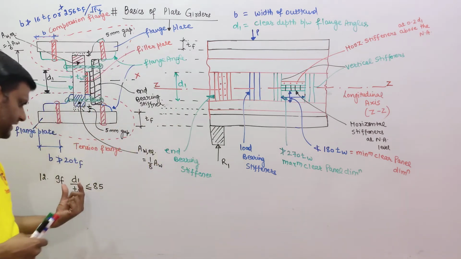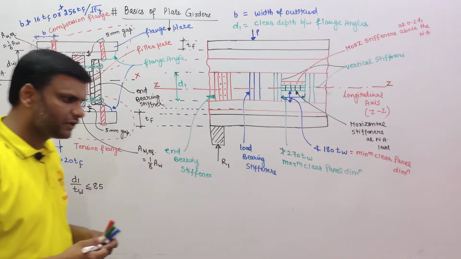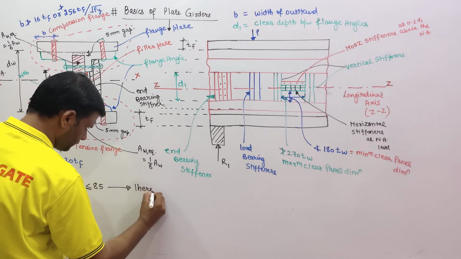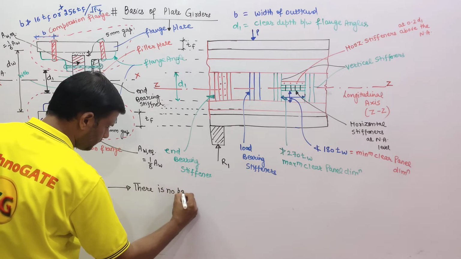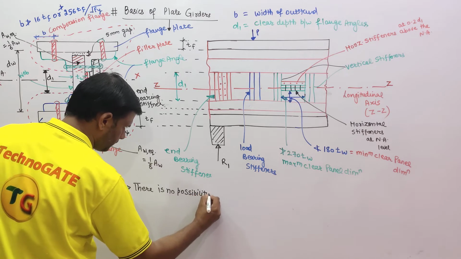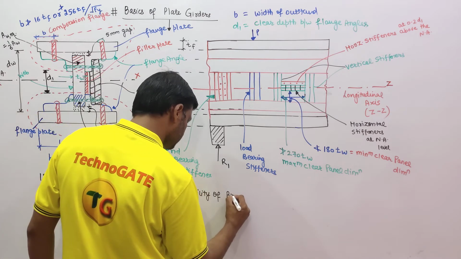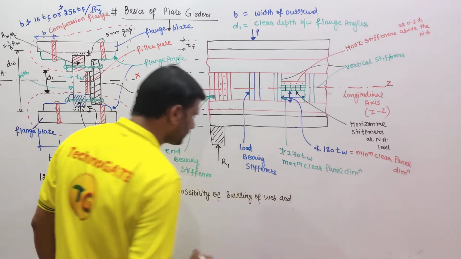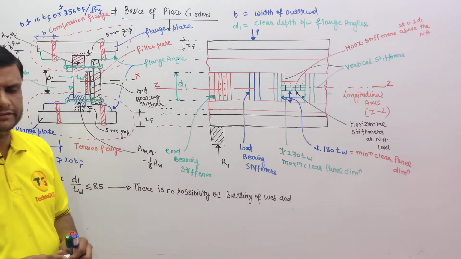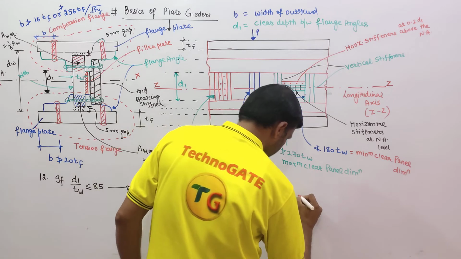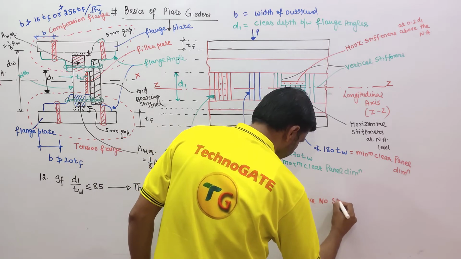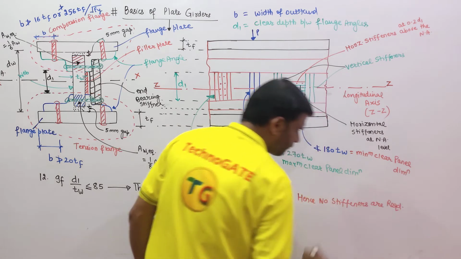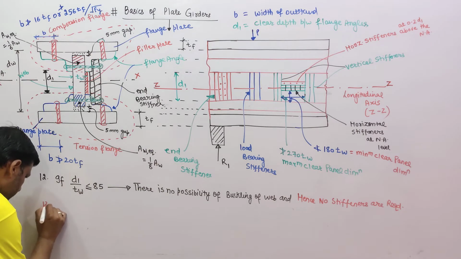So if D1 by TW is less than or equal to 85, there is no possibility of buckling of the web, and hence no stiffeners are required.